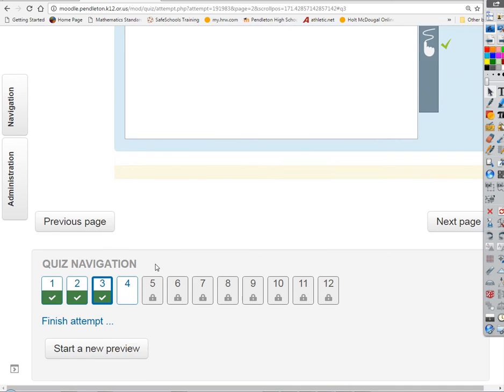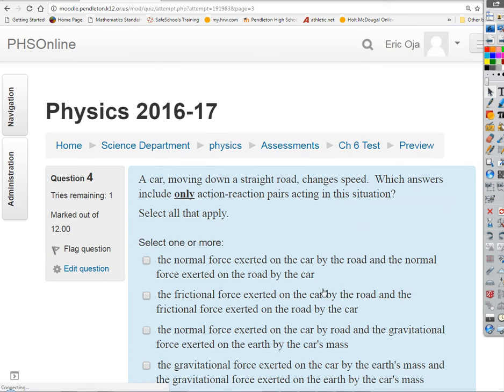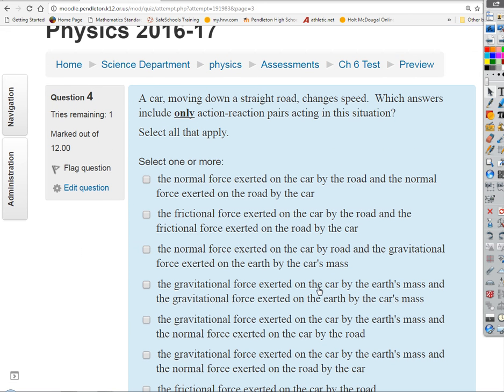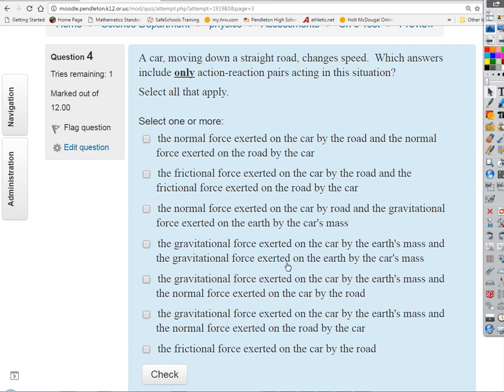There it is. Whenever it says the correct answer is, I always feel like I got it wrong. These are also the ones that were supposed to be the easiest, and they ended up being the hardest. So let's talk about these, because they should be easy. A car moving down a straight road changes speed. Which answers include only action-reaction pairs acting in this situation? So let's talk about action-reaction pairs. What does it mean?